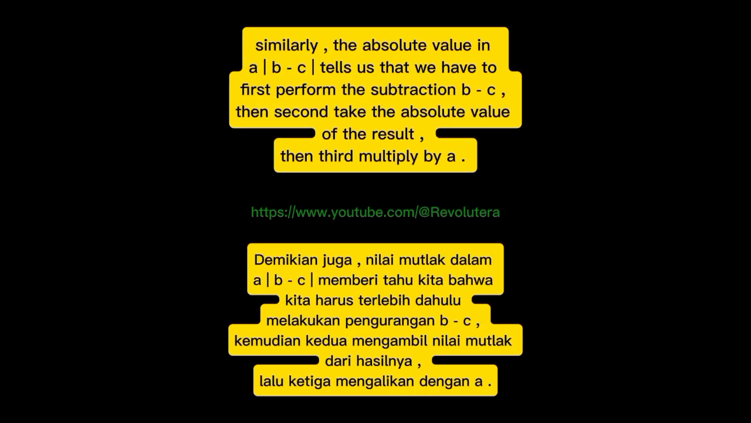Similarly, the absolute value in a|b − c| tells us that we have to first perform the subtraction b − c, second take the absolute value of the result, then third multiply by a.